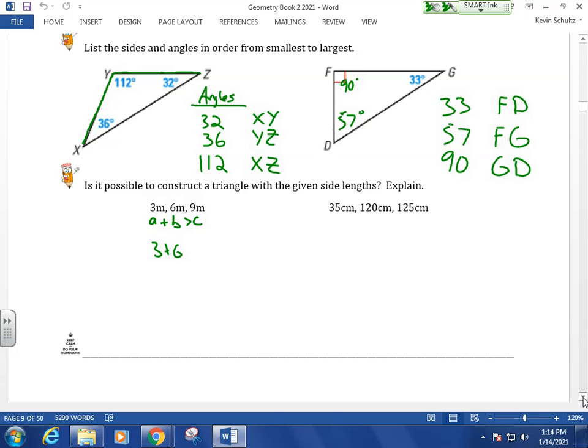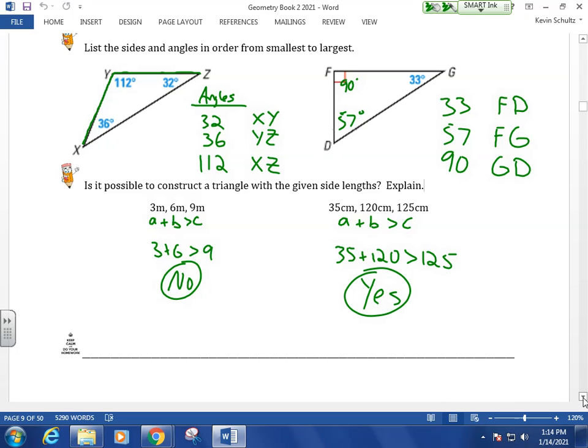And 3 plus 6, is that greater than 9? No, it's equal to 9, and therefore not a triangle. Okay. 35, 120, and 125. Again, if I label this C, this can be A, this can be B, is 35 plus 120 greater than 125? You betcha. So that indeed can be a triangle.